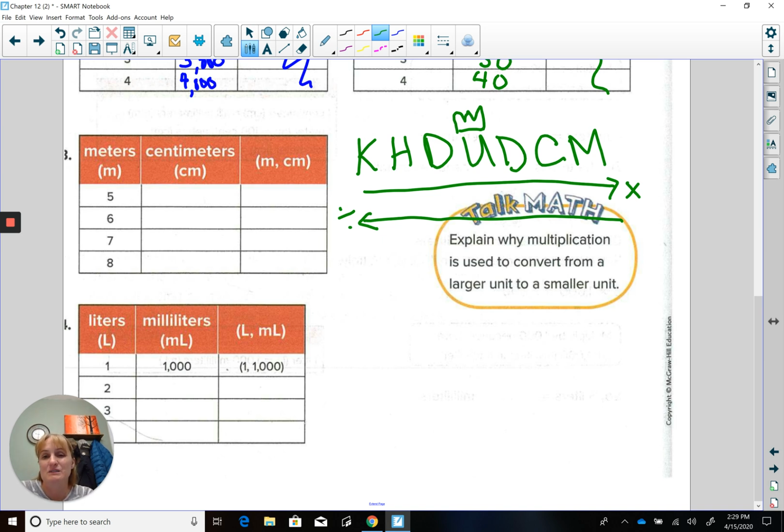I see a lot of kids miss these easy questions, and it's because they're not writing this down. They're not taking the jumps or looking if they're multiplying or dividing. And boy, does that make a huge difference.